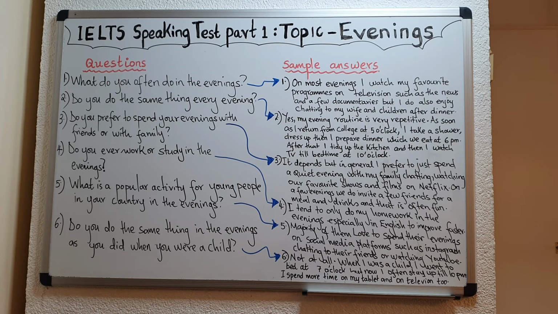So majority of them love to spend their evenings on social media platforms. And then you give some examples, such as Instagram, and explain what they do on Instagram, chatting to their friends. But what else do they do? They love to watch YouTube, okay? Because I have said most of them prefer to spend their evenings on social media platforms. So I have to give more than one example.